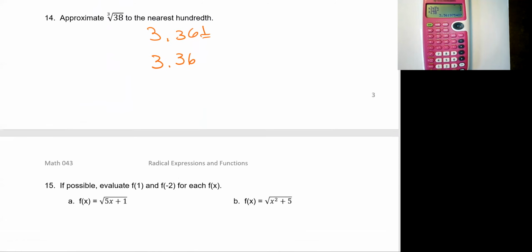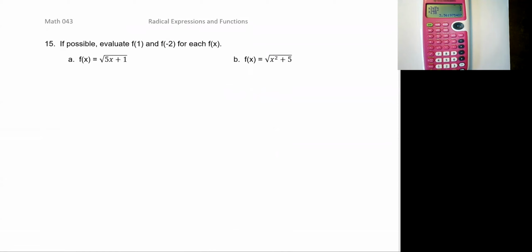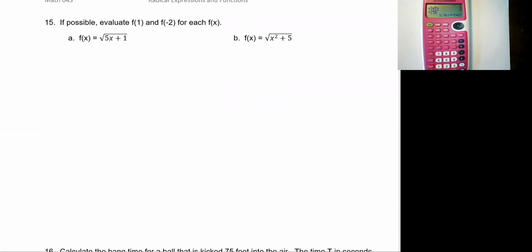All right, let's take a look at some functions. Number 15, if possible, evaluate f of 1 and f of negative 2 for each f of x. So this is plug and chug. So if we want to find f of 1, we're just going to substitute 1 in for x. That's all there is to it. Now let's find f of negative 2.